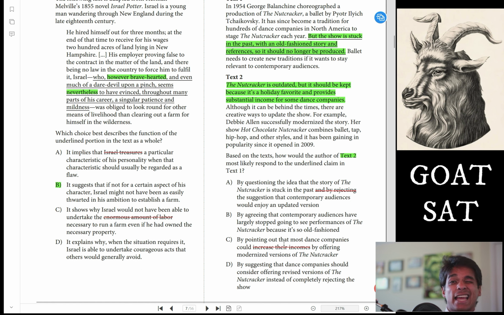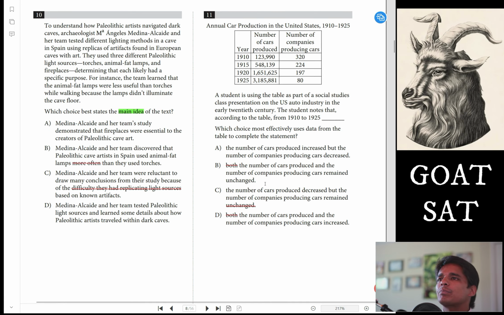And just having said that, I think it becomes pretty clear that the answer is D, because he really is supporting the idea that this Nutcracker, this play or ballet, could be remade for a modern audience, but he never actually talks about money. Okay.